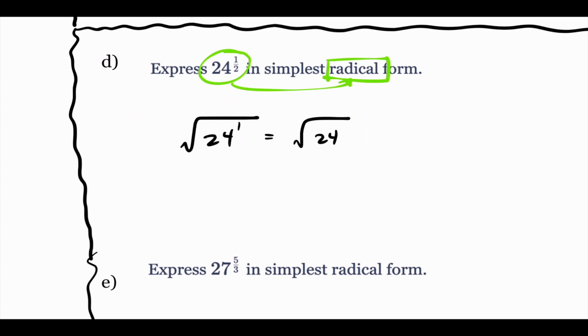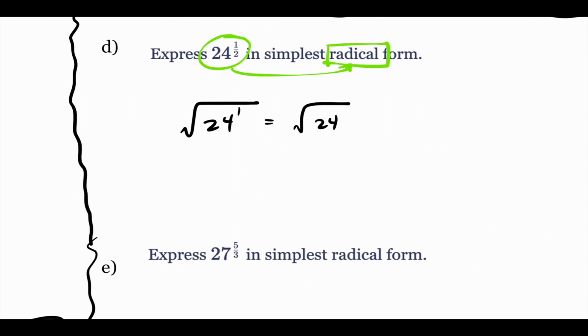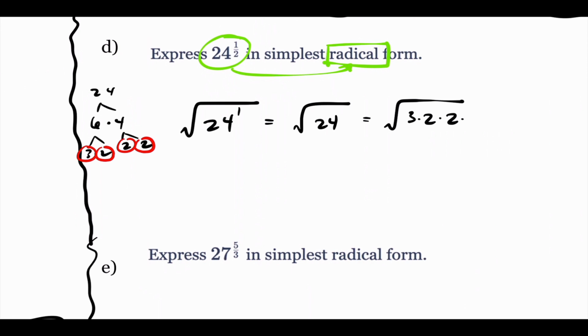That's the first step. Second step, look for pairs. It's a square root. Look for pairs. That's how you simplify the root. So 24 is 6 times 4. 3 times 2, circle, circle. 4 is 2 times 2. So 24 is 3 times 2 times 2 times 2.